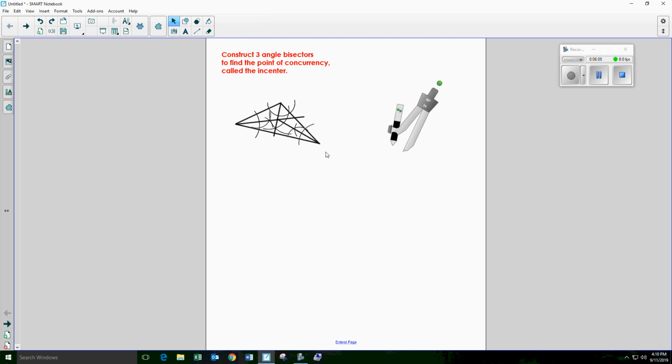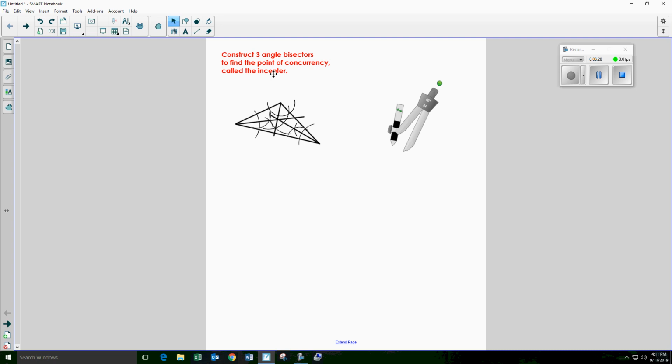There you go, that's pretty close. This one looks like it was a tad bit off, just a little bit there, and that's just a tad bit off. So they would have been all intersected right there. Okay. So this is my point of concurrency called the incenter.